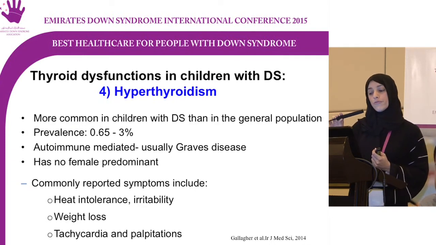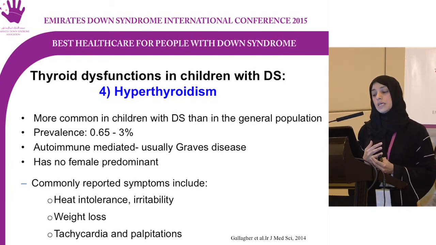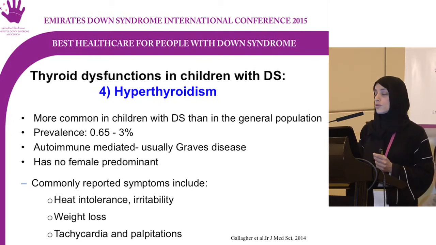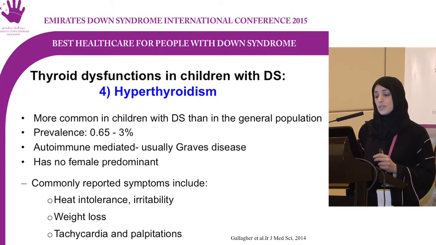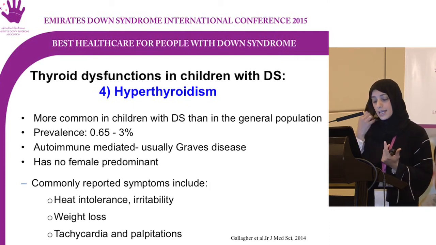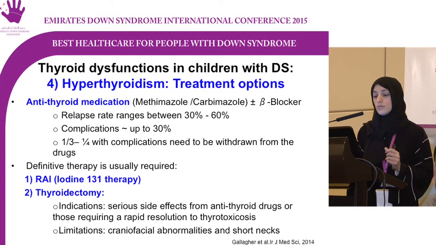Hyperthyroidism is the fourth of the spectrum of thyroid disorders in Down syndrome. It's more common than in the general population. Prevalence is up to 3%, and most of the time it's autoimmune mediated and has no female predominance if we compare it to the non-Down syndrome population. Commonly reported symptoms include heat intolerance, irritability, weight loss, tachycardia, and palpitation. And the treatment is similar to the non-Down syndrome population.